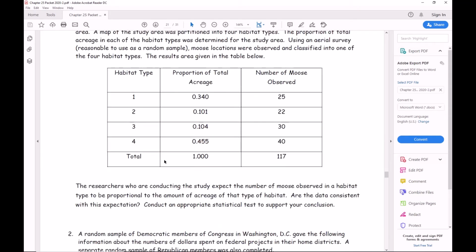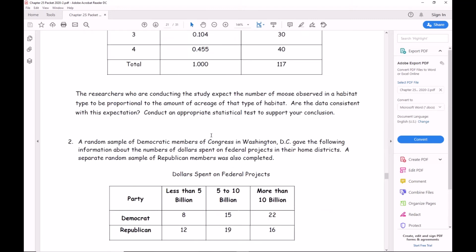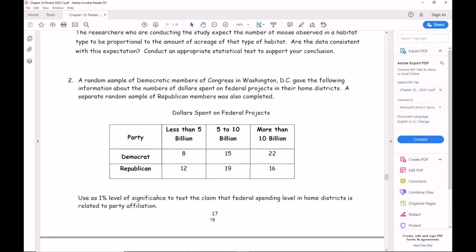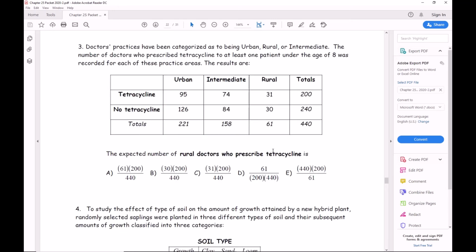This refresher was pretty good. This was goodness of fit. This one here was independence, see the "related to" in the question. This one was just asking you about how to get the expected number of rural doctors who prescribe tetracycline: 61 times 200 divided by 440.